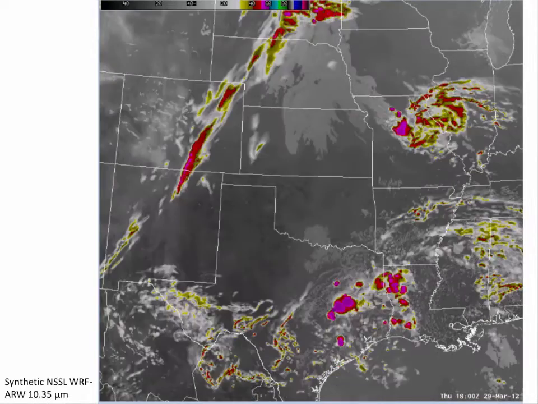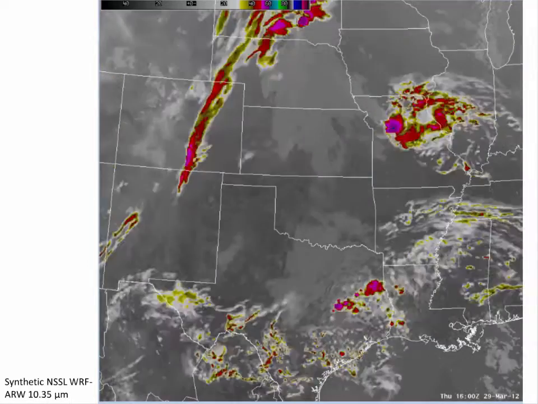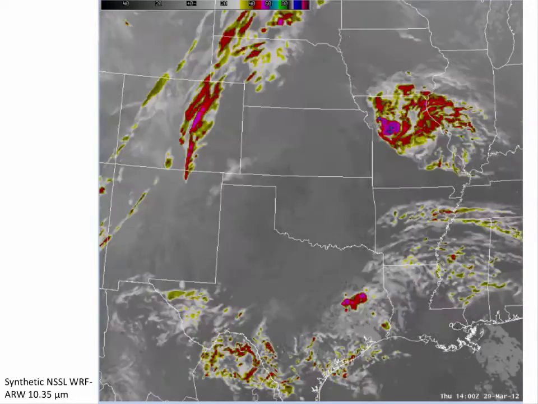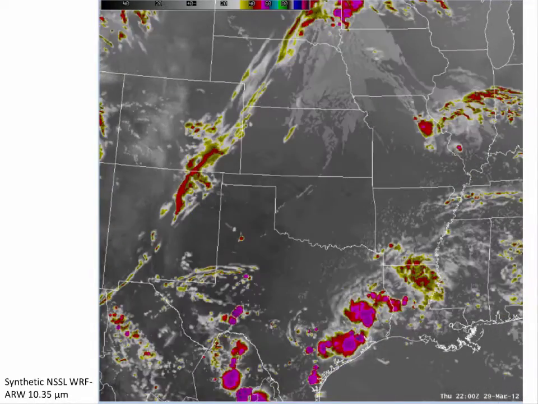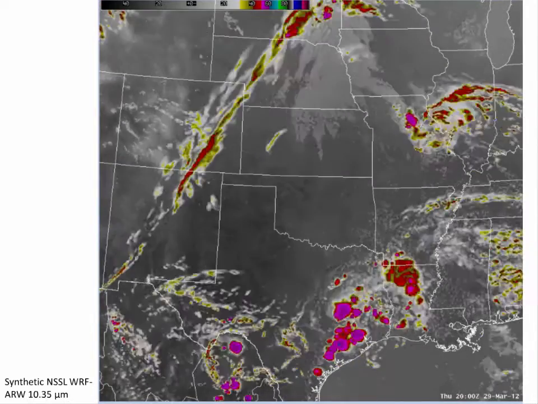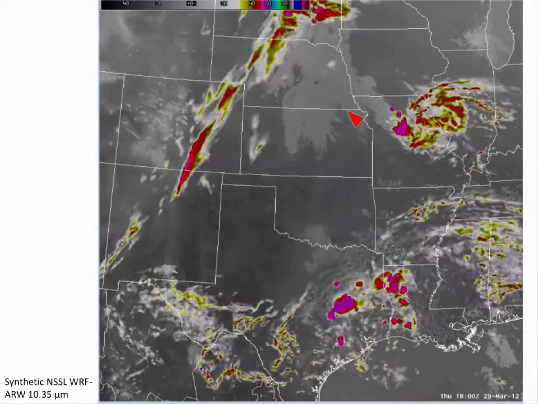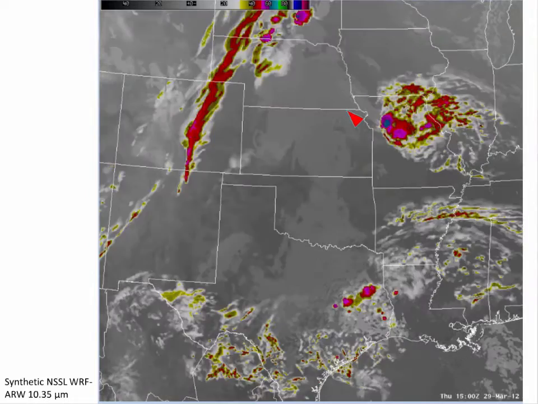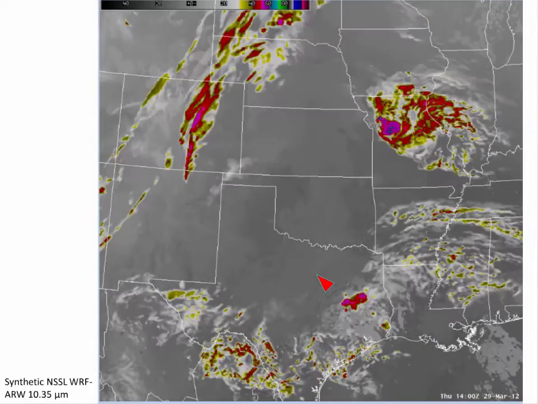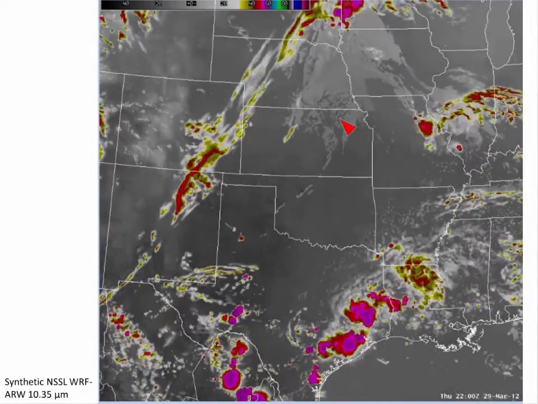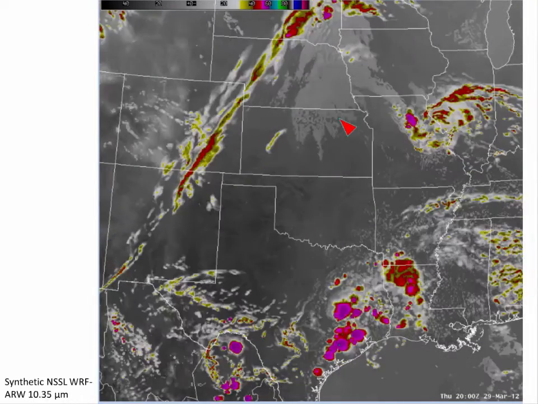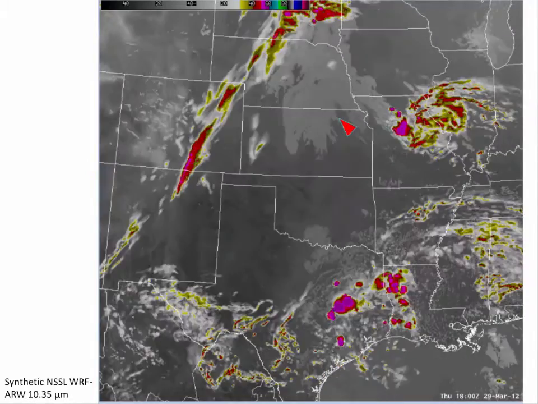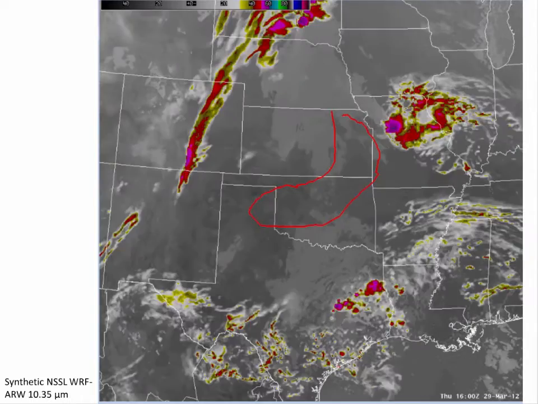Here's a synthetic 10.35 micron band from the Nissel-Whorf ARW model. This spans from the morning hours to the afternoon hours. Note that it shows an area of stratus across much of the central and southern plains during the morning hours, it's forecast to dissipate by the afternoon, and with that we see some afternoon convection developing in this region.